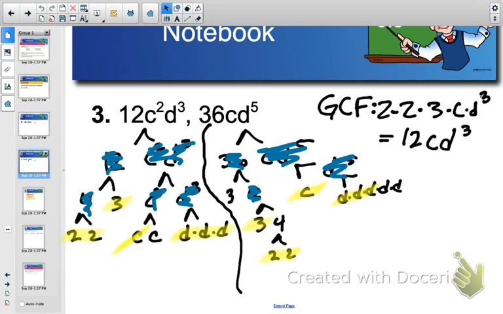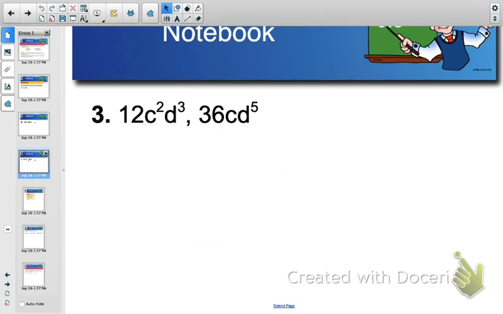So really, if you can look at just the numbers and find the GCF quickly, you know that's 12. Then if you look at your variables, we're just going to pick whichever one is the lowest. This is c squared, this is c, so I know they're going to have one c in common. This is d to the third, this is d to the fifth, so I know they have at least 3 d's in each of those. So we get c, d to the third, and your 12 is the GCF of the numbers. Okie dokie.